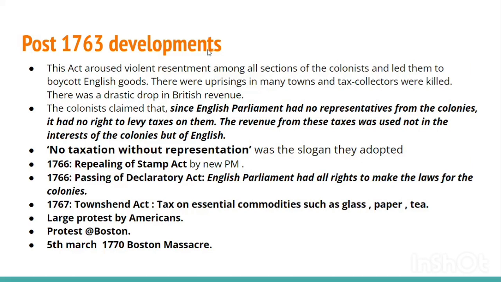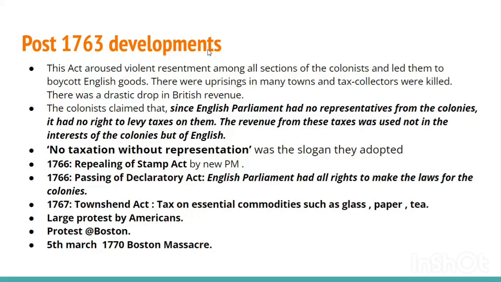So in 1766, the Declaratory Act was passed, and according to it, the English Parliament said that they had all the rights to make laws for the people of the colonies. So on one hand, they repealed the Stamp Act and tried to pacify the people of the colonies, but on the other hand, once again, it resulted in resentment. Then in 1767, the Townshend Act was passed.